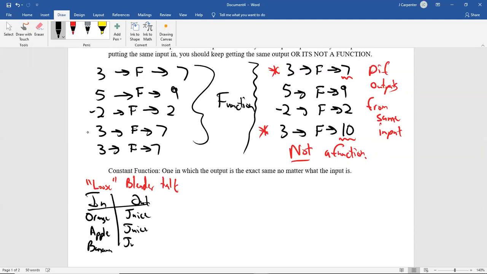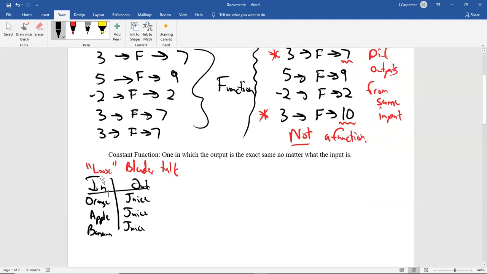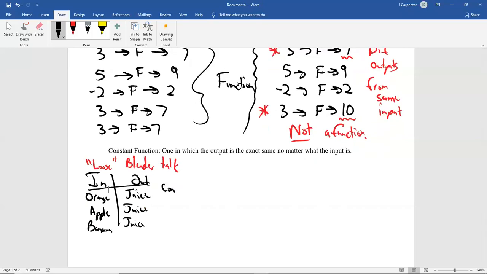And what do you get? You get juice. So this would be a constant function. But I do want to note, you can be more specific.